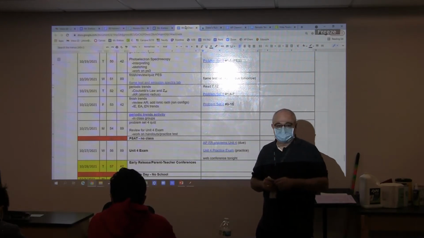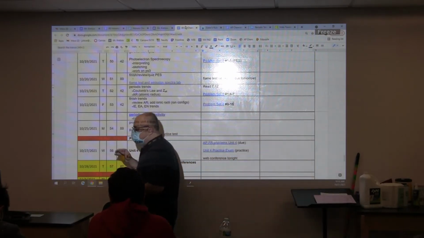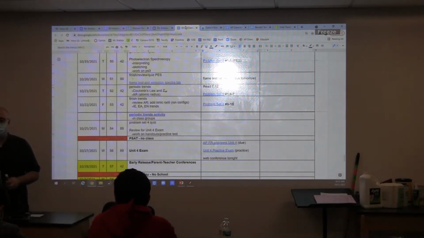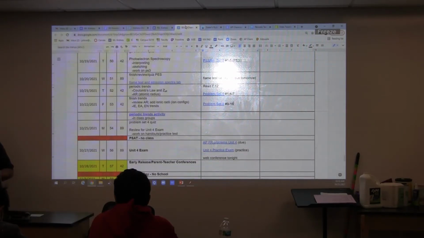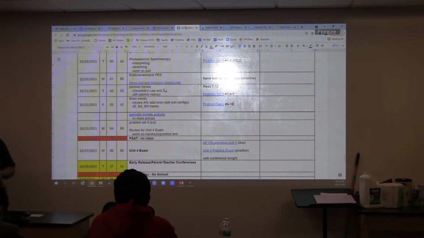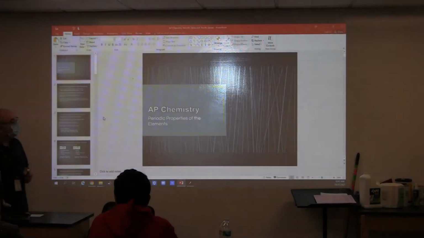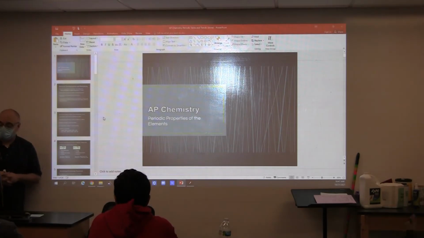That's what I'm going to start on today. What underlying physics principles do you need to understand to make all the arguments? And so that's where we begin now. So we start with the idea, not that idea. We start with the idea of periodic properties of the elements. And it goes something like this.